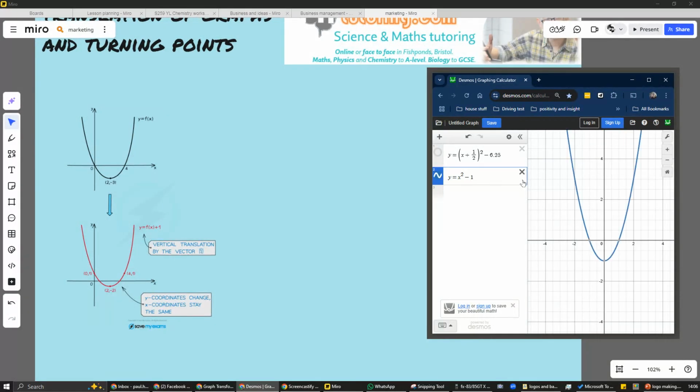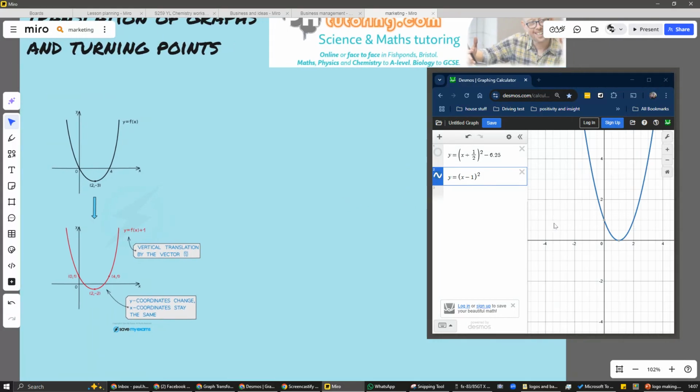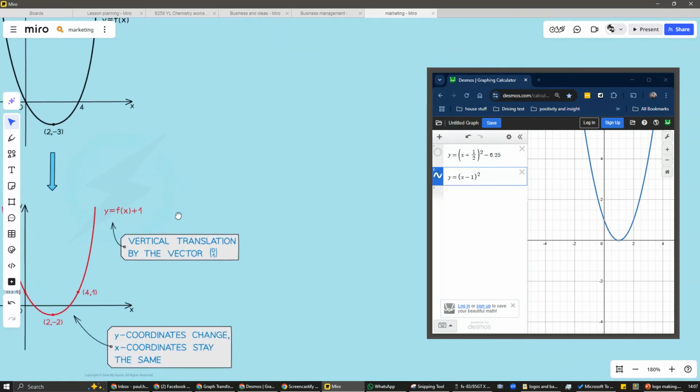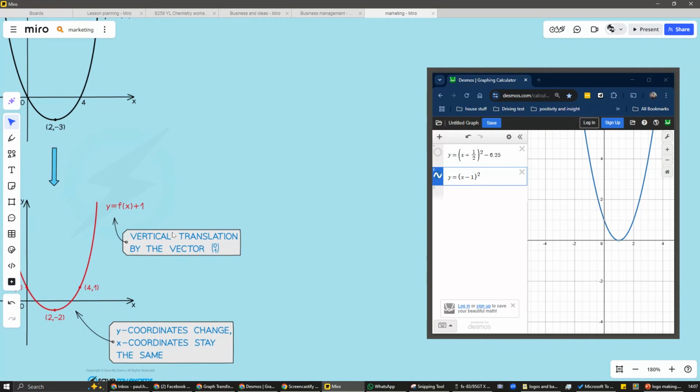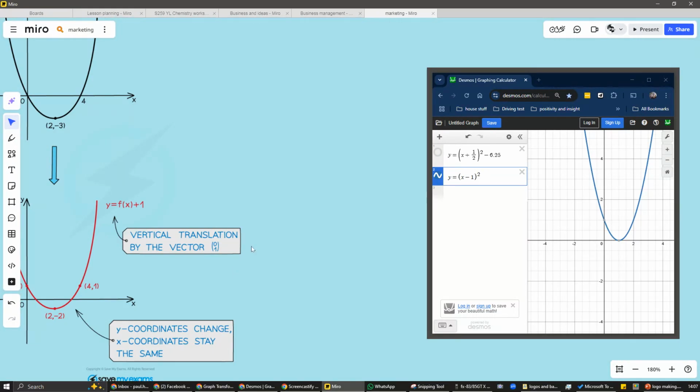So I can make it go down by that. How do I make it go to the left or to the right? What I do is I add something in here. Basically I can add 1, and it goes the opposite direction, right? Or I minus 1, it goes to the right. So essentially, as it says here, we've got f of x plus 1, and we've got a vertical translation by the vector 0, 1. And all that means is it goes up by one place.